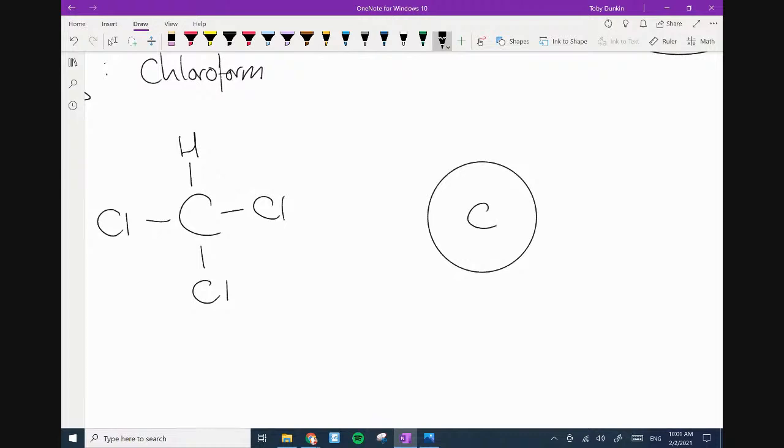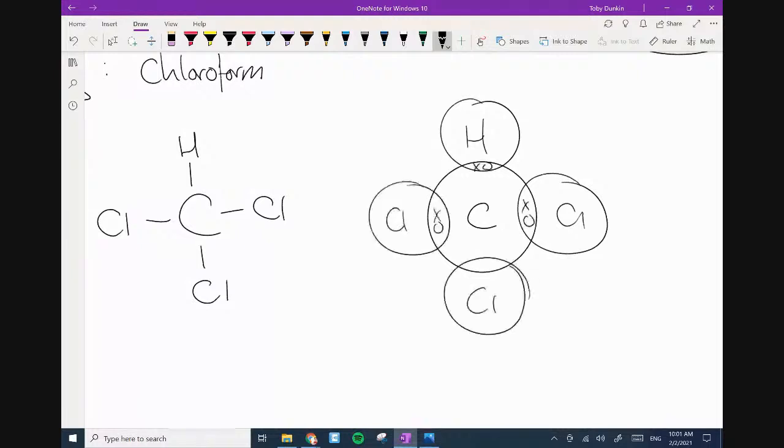So carbon, hydrogen, chlorine, chlorine, chlorine: dot cross, dot cross, dot cross, dot cross. Who's not happy? To unconscious someone? Oh, that's really funny. Who's not happy in the diagram?